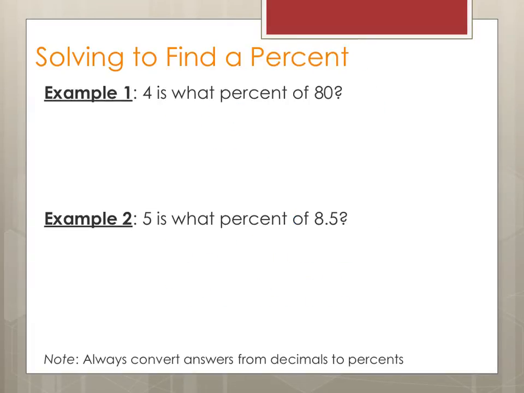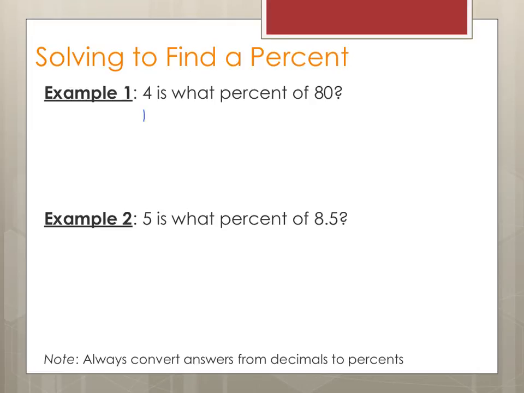In these two examples, our percent is going to be the unknown represented with a variable, so we'll be solving for the percent in these. Now keep in mind that when we solve these, it's going to give us our answer in a decimal, but we want to convert that decimal to a percent to express our final answer by moving the decimal two places to the right.